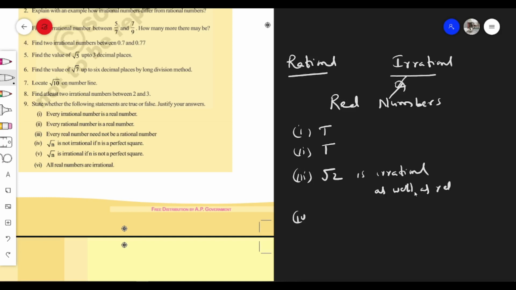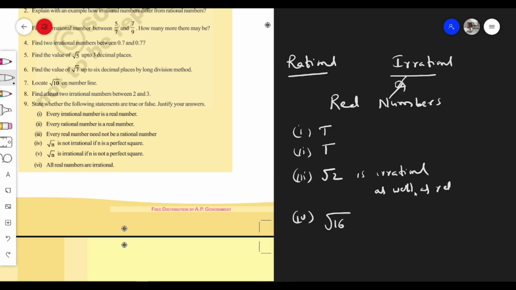And fourth one, square root of n is not irrational if n is a perfect square. If n is a perfect square, like root 16, it is not irrational. That means it is rational. Yes, correct. Root n is not irrational, that means root n is rational if n is a perfect square. Done. And fifth one, root n is irrational if n is not a perfect square.